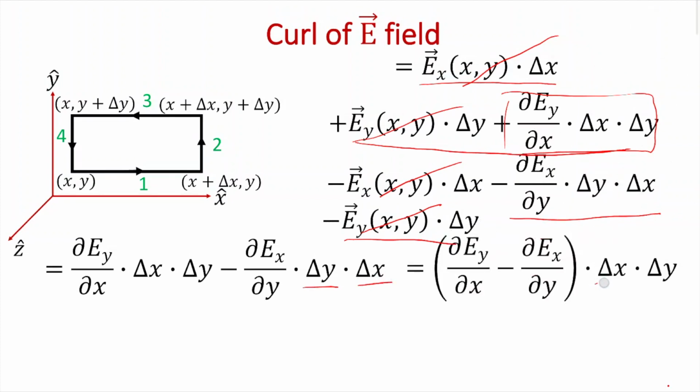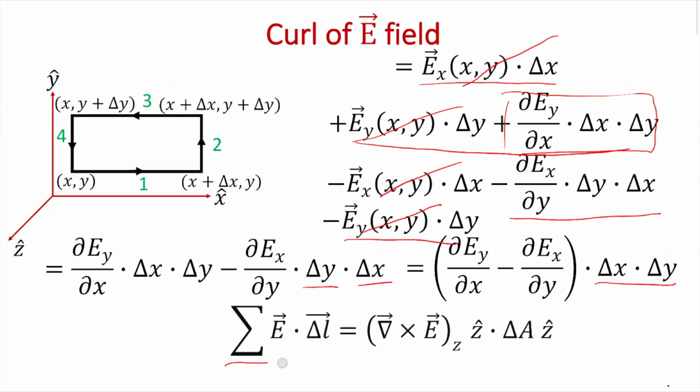Now we can take delta x delta y outside and we are left with del Ey over del x minus del Ex over del y, which is nothing but the z component of del cross E, the curl of the electric field. So the whole E dot dl that we calculated for these paths is equal to the z component of del cross E in the z direction, times the area vector, which is delta x delta y in the z direction as well. Similarly, we can also calculate E dot dl for the boxes which lie in other planes, and we are going to get the x and y components of the curl as well.